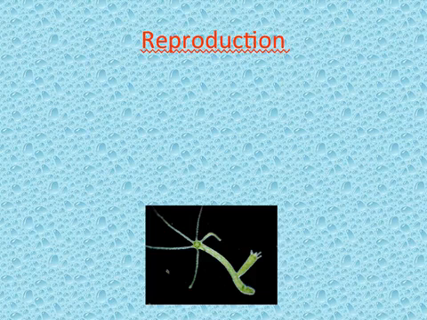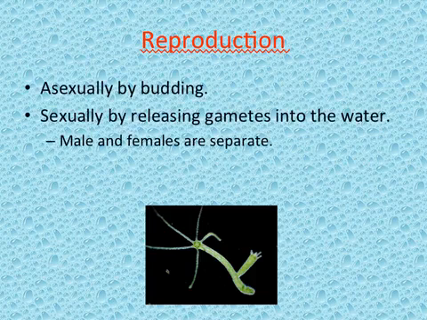Now on to reproduction. They reproduce asexually by budding. So there's a picture of the hydra with its little bud on it. And they reproduce sexually by releasing gametes into the water. Males and females are separate in cnidarians, which is not true for sponges, where you'd have one sponge that produced egg and sperm at the same time, but there are males and females in cnidarians.